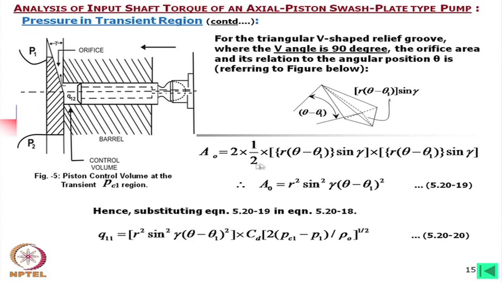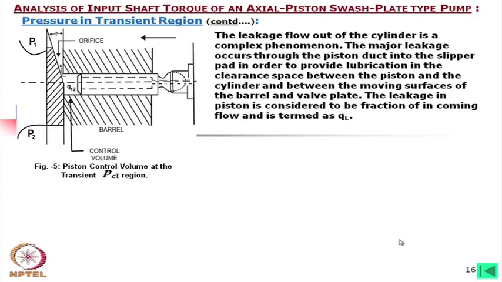Now, substituting this into the earlier equations, we get the flow Q11. That means this flow is Q11, and Q2 is this. The leakage flow out of the cylinder is a complex phenomenon. The major leakage occurs through the piston duct into the slipper pad in order to provide lubrication in the clearance space between the piston and the cylinder, and between the moving surface of the barrel and valve plate. The leakage in the piston is considered to be a fraction of incoming flow and is termed QL. We must now consider the total leakage.